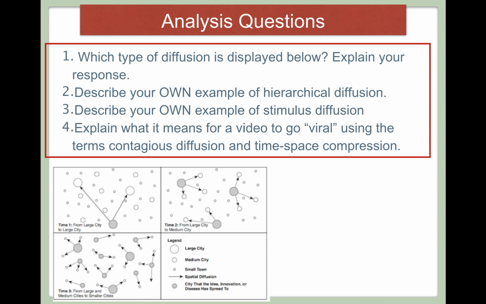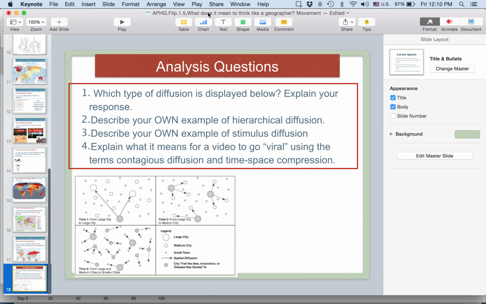Here are your 4 analysis questions, pretty straightforward. For numbers 2 and 3, I'm looking forward to your own examples of hierarchical and stimulus diffusion. Please ensure, as I mentioned already, that the analysis questions read exactly as you see: Flipped video 1.5, what does it mean to think like a geographer, movement, and then your answers here.